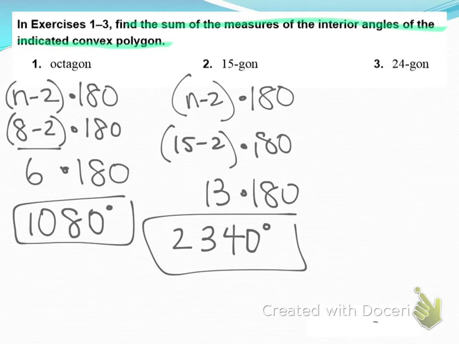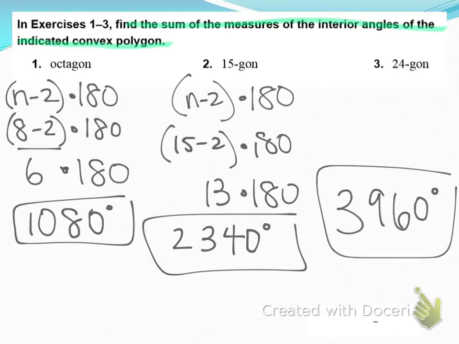Wonderful. So how many triangles are in a 24-sided polygon? 22 times 180 is? 3960. Wonderful. Go ahead and flip when you're ready. I'm not going to change the page because you're going to fill in a chart first.